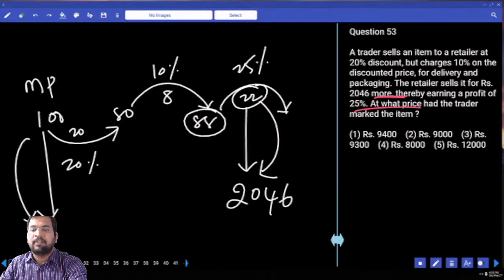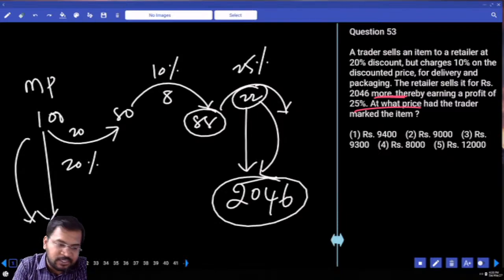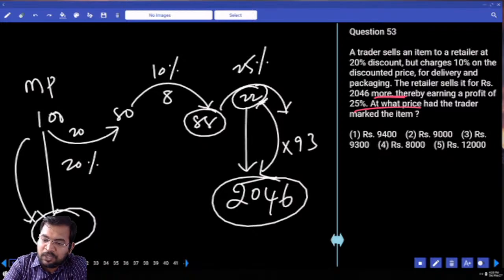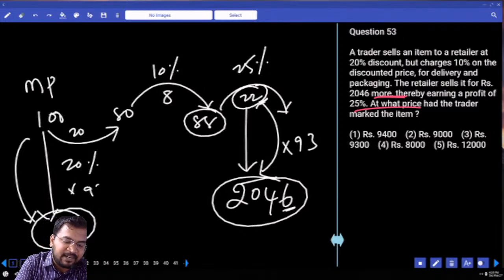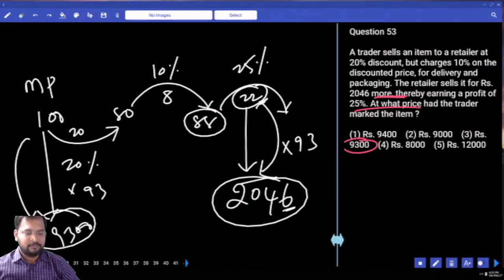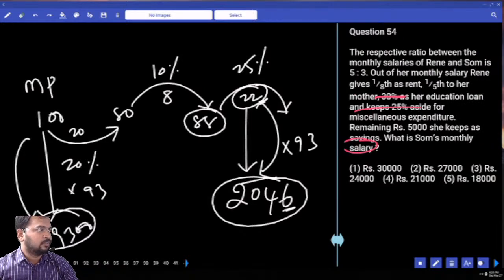22 parts is 2046, then 100 parts is how much? 22 how many times? 93 times. Here 2 is there, here 6 is there, more than 90 times ending with 3. 93 times of 100 is 9300. So your answer is 9300.